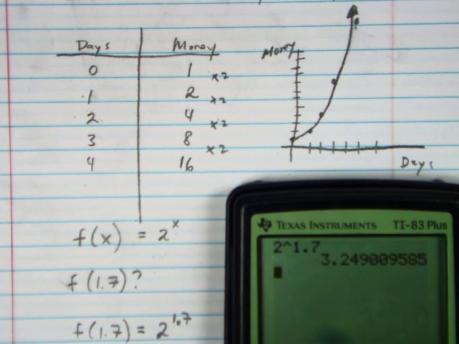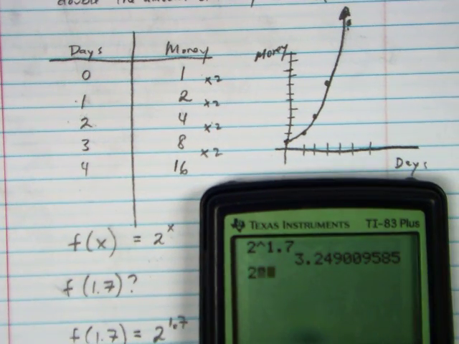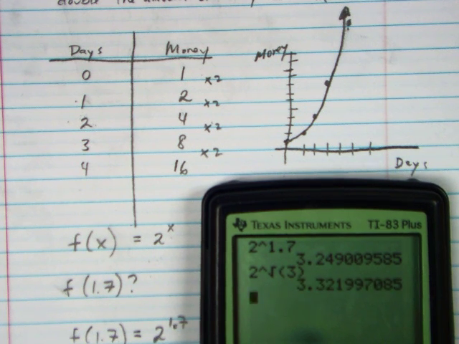We can also calculate irrational exponents. So let's say we had something like 2 to the square root of 3 power. That's about 1.7 also, so we should get about the same answer here. Yep, so we got about 3.32.